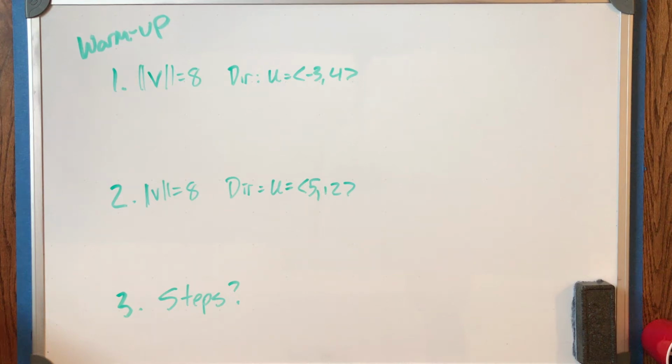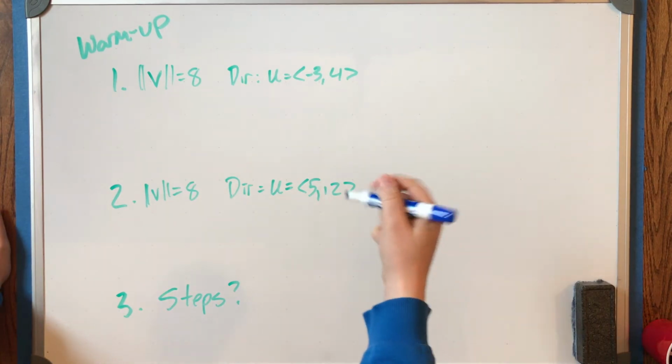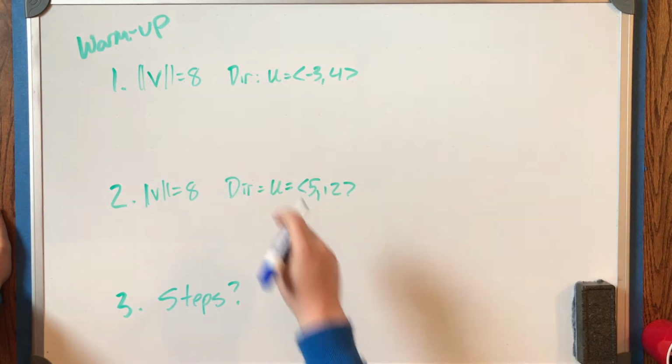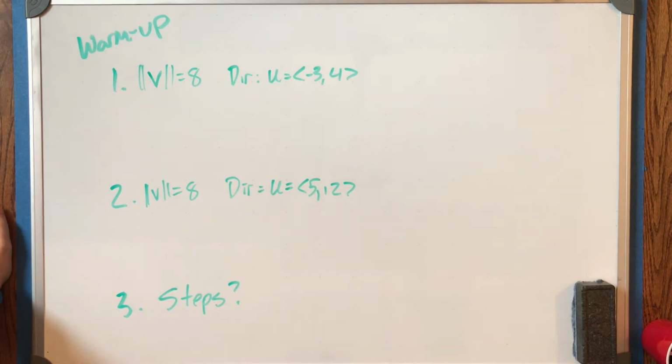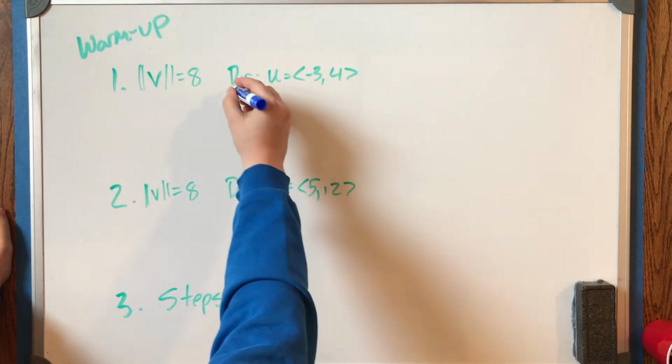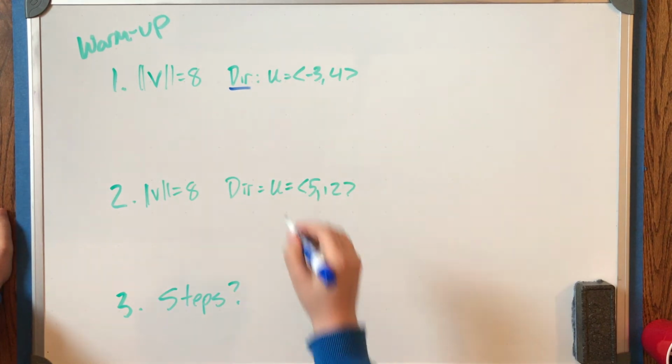Today's lesson is on vector projections, and I'm going to start off with the warm-up. So we have a vector v with a magnitude of 8 going in the direction of vector u, and we want to just figure out what is the component form of v. So first thing you need to do is figure out what is the unit vector for u, because unit vectors allow us to capture the direction.